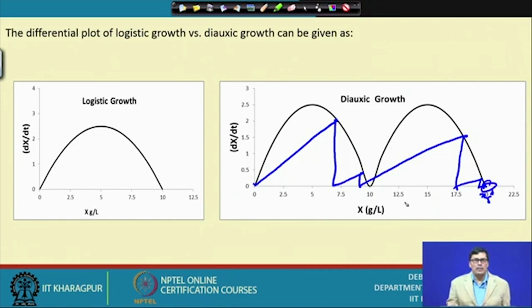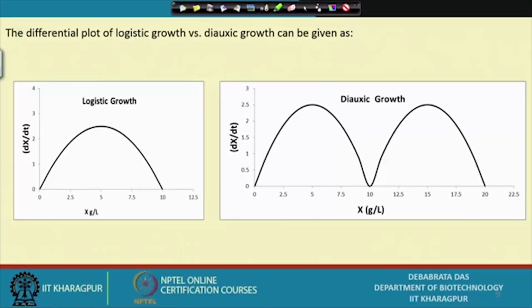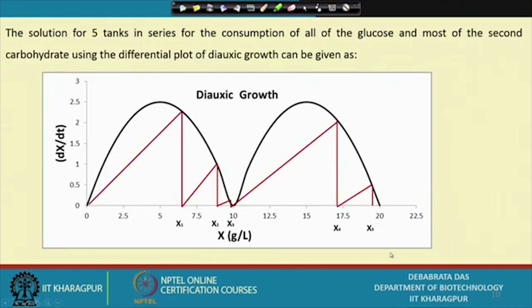So this is the trajectory by which we can find out under what circumstances all the carbon source will be exhausted. We can easily find this out if you do the analysis of the particular process. Now here we have the solution. I hope you understand that this is 1, 2. This is x1, this is x2, x3, x4, and x5. So when it comes here, we can assume that most of the carbon source will be exhausted. This is how we can solve this problem.